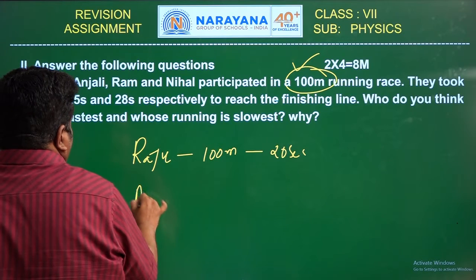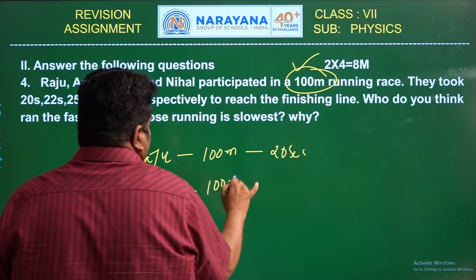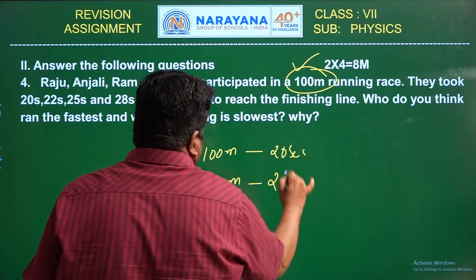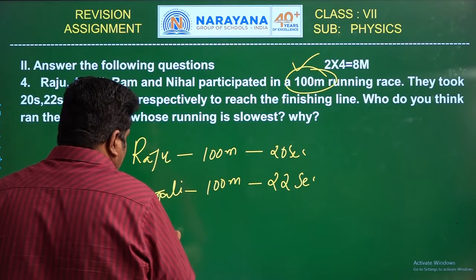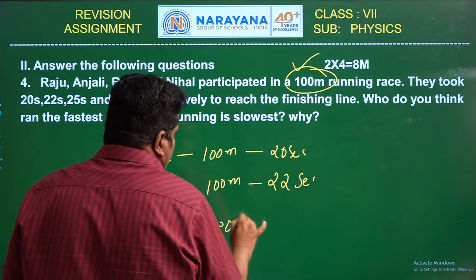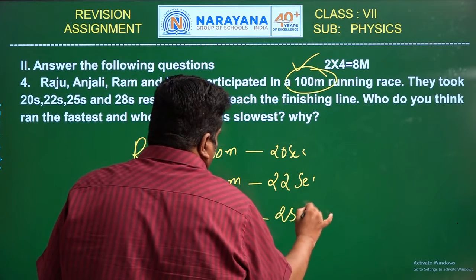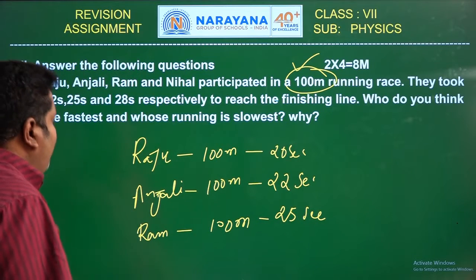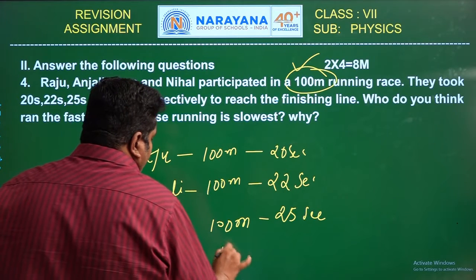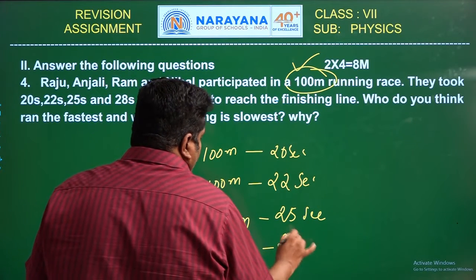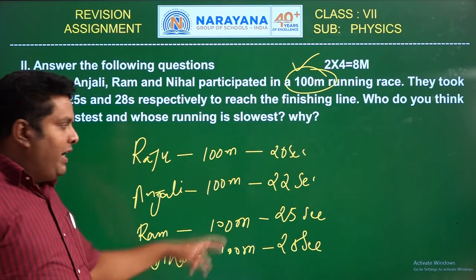And the second one, Anjali, covers 100 meters in how much time? 22 seconds. Next, Ram covers 100 meters in 25 seconds. And the last one, Nihal, travels 100 meters in how much time? 28 seconds. So the distance traveled by the four persons is the same, but in unequal intervals of time.